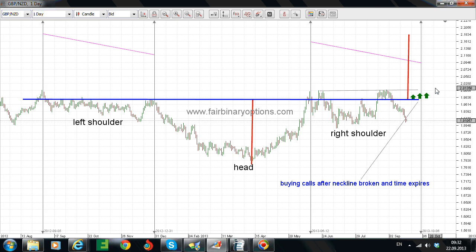This is what I wanted to show you today: how to treat an inverse head and shoulders with binary options. This is normally buying calls because this inverse head and shoulders is a reversal pattern, but if you were having a head and shoulders, then normally you should buy puts after the neckline is broken.